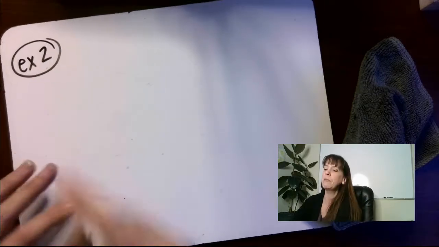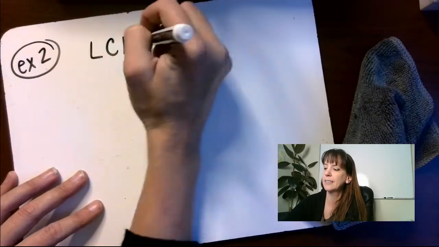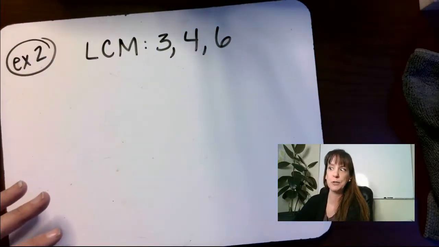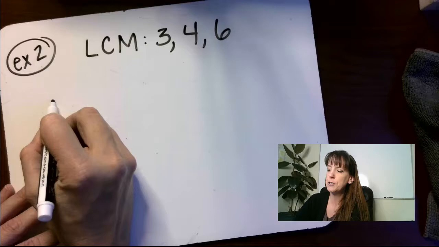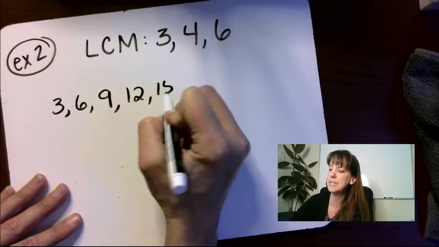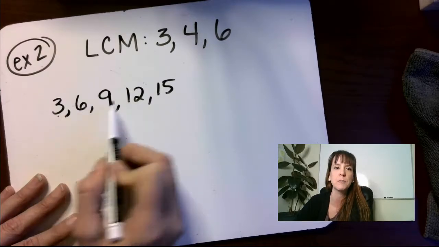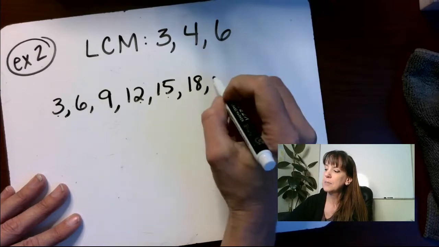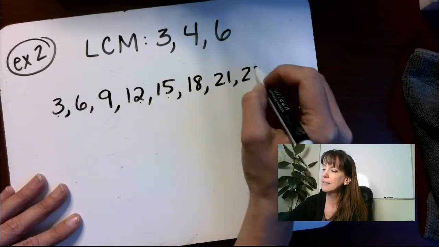Example number 2. All right, so let's see here. Least common multiple of 3, 4, and 6. Oh yes, we are doing 3, 4, and 6. So we are doing more than just 2 numbers, okay? So we would first list all our 3s. 3, 6, 9, 12, 15. Again, that's 3 times 1, times 2, times 3, times 4, times 5, times 6, times 7, times 8.